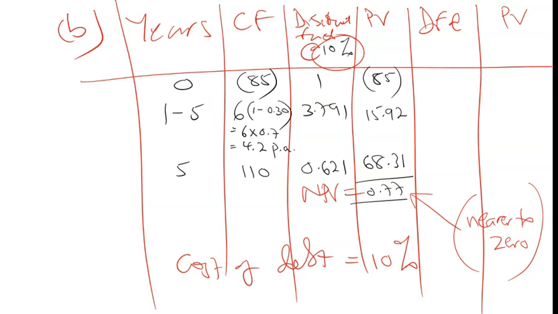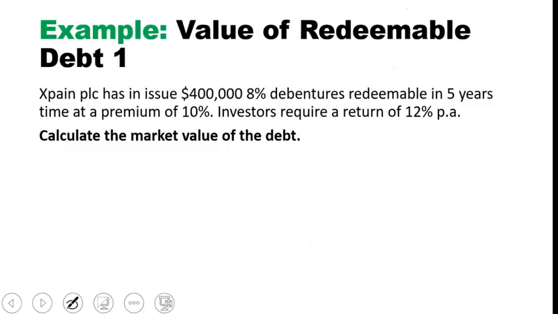Now let's talk of the valuation of debt. Okay, the value of the redeemable debt. How do we value it? Let us consider this example. Xpen PLC has in issue 400,000 8% debentures redeemable in 5 years' time at a premium of 10%. Investors require a return of 12% per annum. Calculate the market value of the debt.